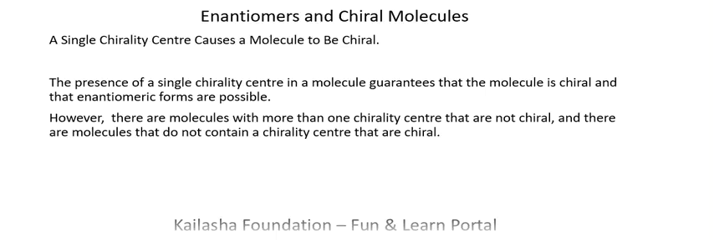But if there is more than one chiral center in a molecule, then there are chances that the molecule is not chiral, and there are also molecules which do not contain a chiral center that are chiral too. So remember this fact: if there is only a single chiral center in a molecule, then that molecule is definitely chiral, but if there is more than one chiral center, then there may be chances that the molecule is not chiral. So this is all about enantiomers and chiral molecules.